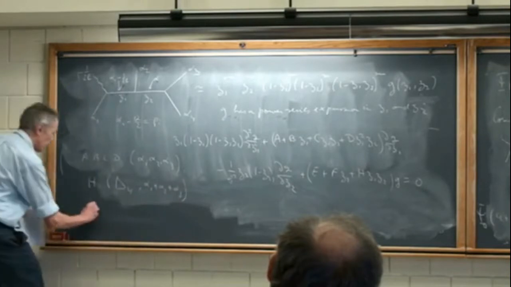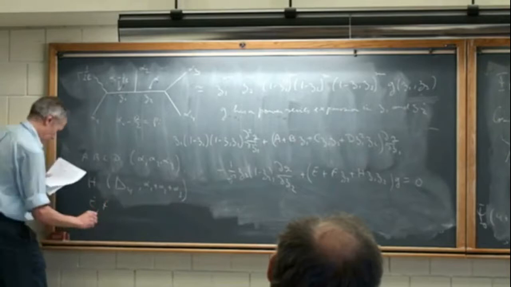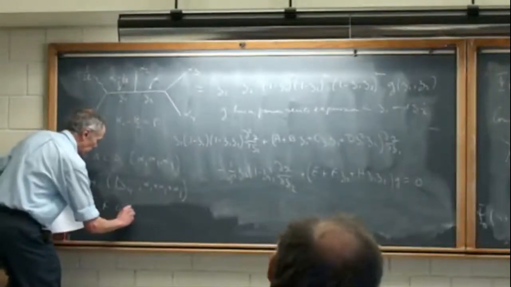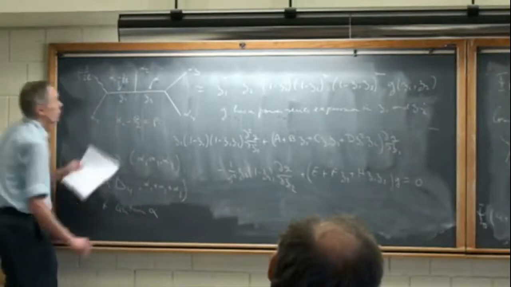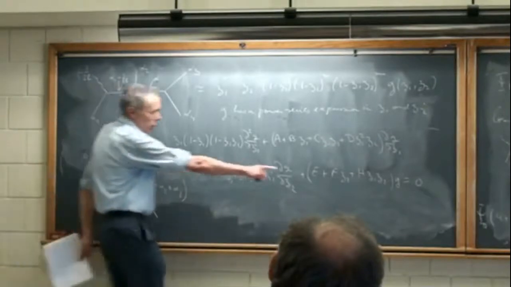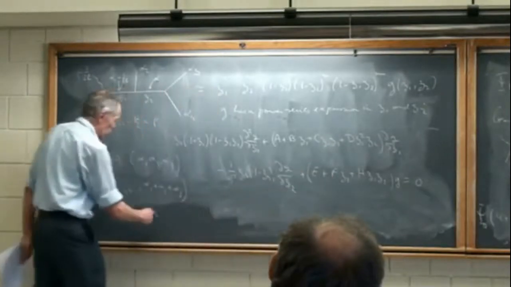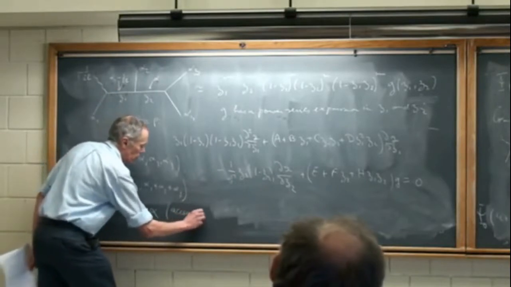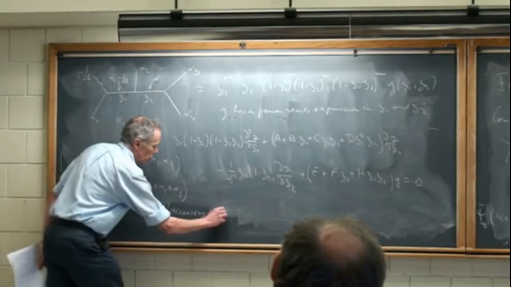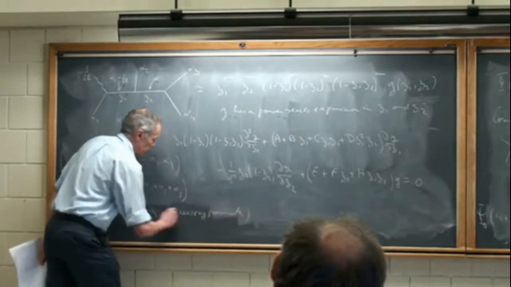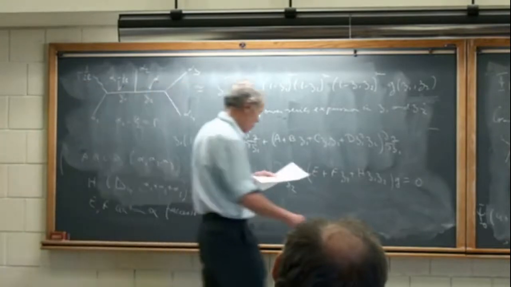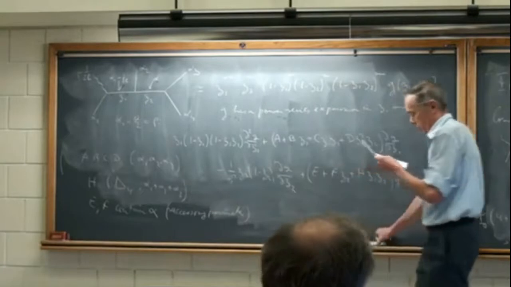And E and F contain alpha, which is the accessory parameter, so you see that E and F contain alpha, the accessory parameter. Okay? So this is what you find by just writing down the differential equation.